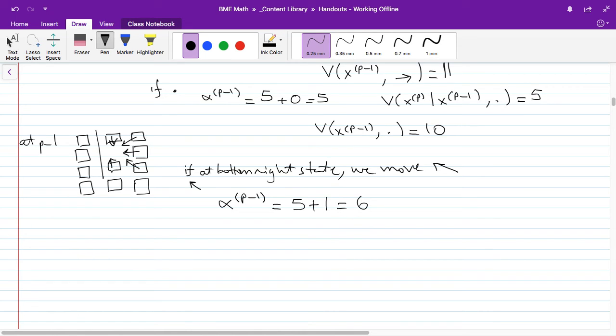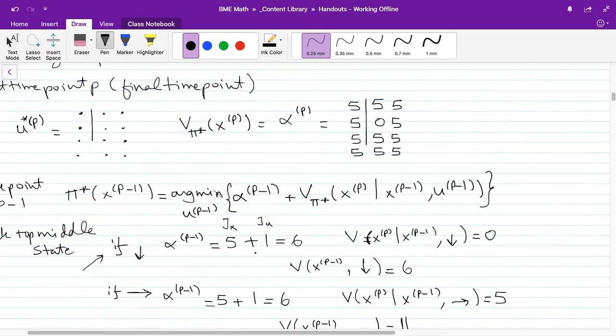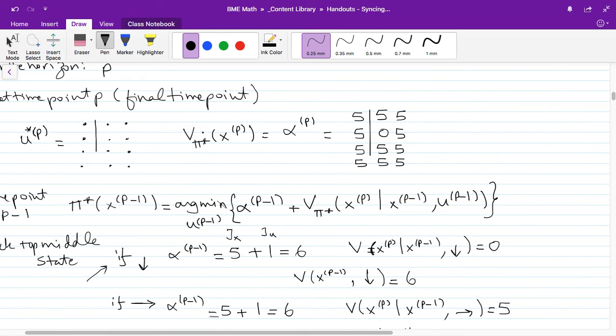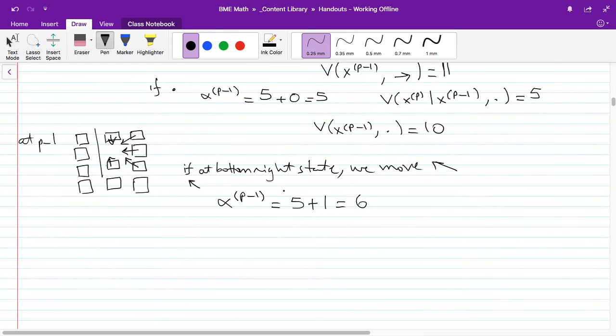Where does it take me? It takes me here. At time point P, the value of that state that I'm going to is 5. So the value at x of P, given that I was at P minus 1 and made a movement like this, is 5. So my value under the policy of being at x of P minus 1 and performing the action this way is going to be 11. So that's if I move this way.